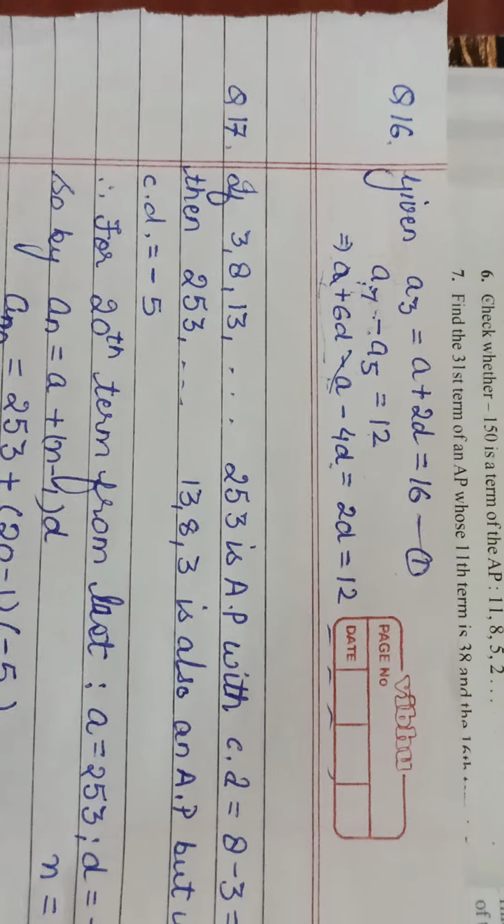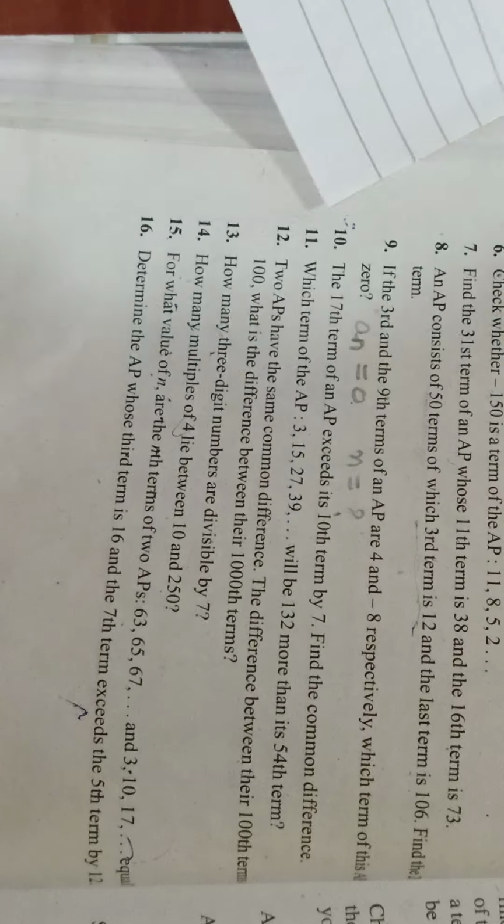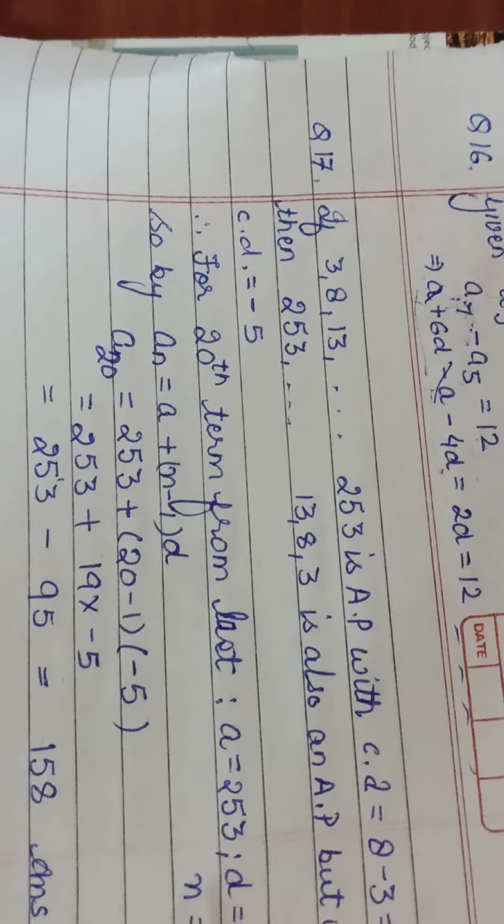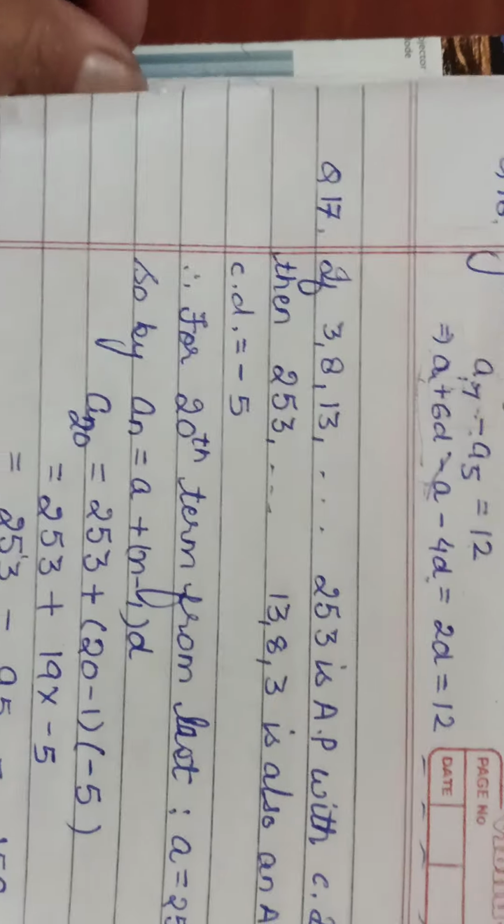Then if you know A and D, you can write the whole sequence, whatever they have asked you here. Okay, they are saying determine the AP. So, if you know your A and D, you know the whole AP. Then you can write, hence the AP is 1, 2, 3, 4 terms. Write the terms of the AP. Got it?